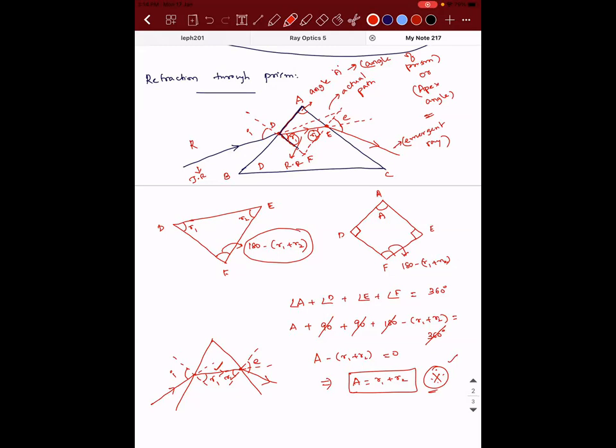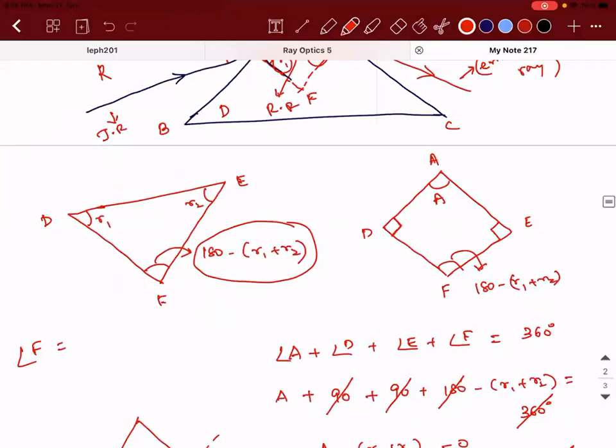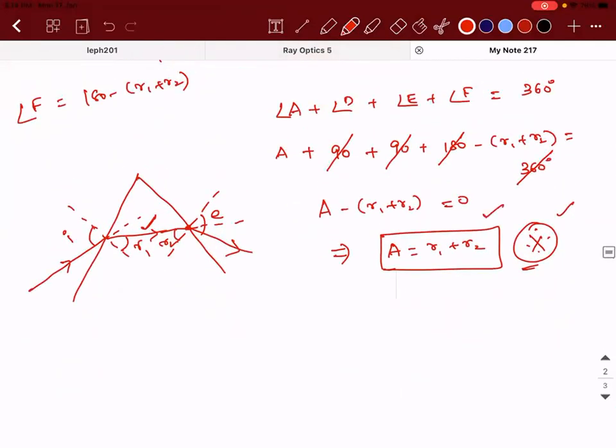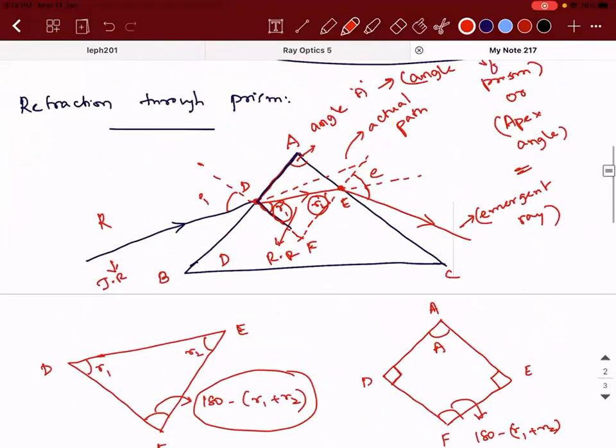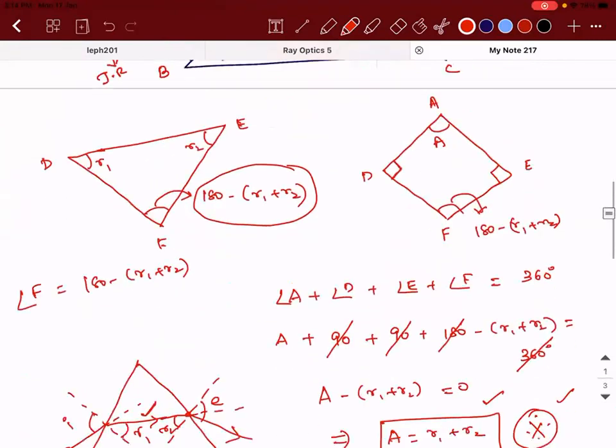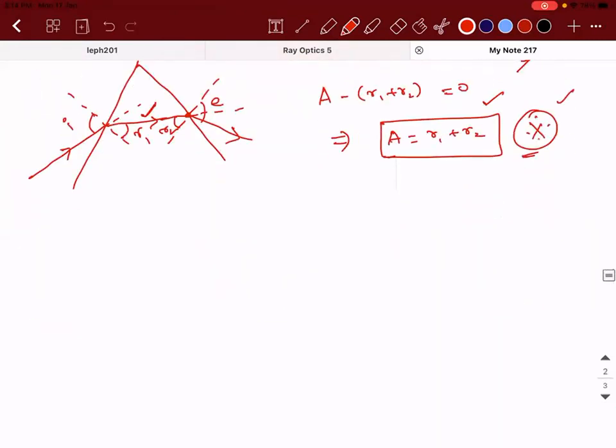You're done? Is everyone done writing it? So A is equal to R1 plus R2. The two important formulas that you're supposed to write here are angle F is equal to 180 minus of R1 plus R2, and angle A is equal to R1 plus R2. Okay. Now, there is something called angle of deviation.